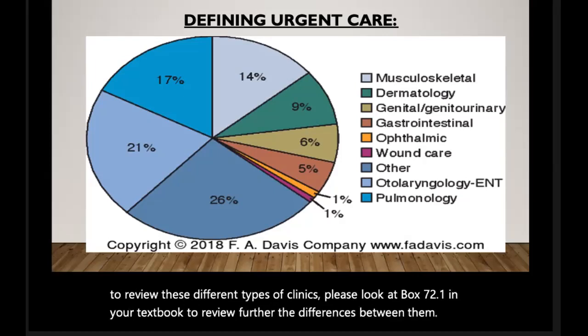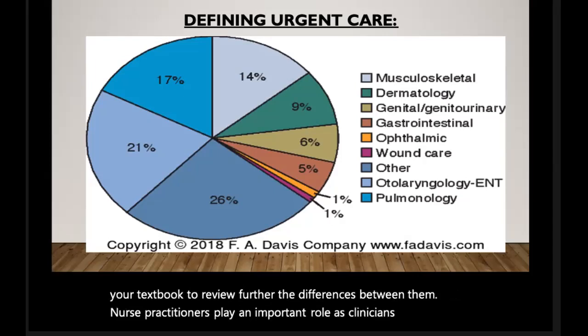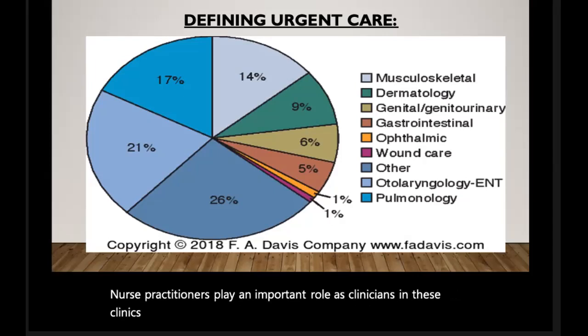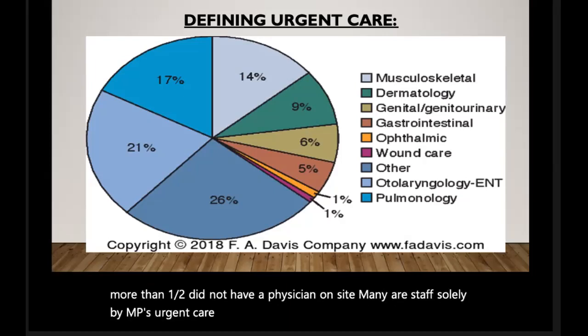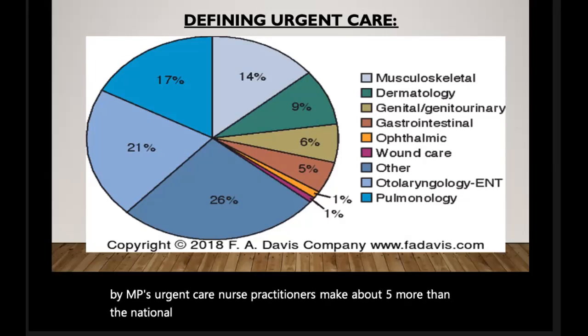Nurse practitioners play an important role as clinicians in these clinics. Two-thirds of urgent care centers are staffed with non-physician clinicians, and more than one half do not have a physician on site. Many are staffed solely by NPs. Urgent care nurse practitioners make about 5% more than the national average of all NPs.